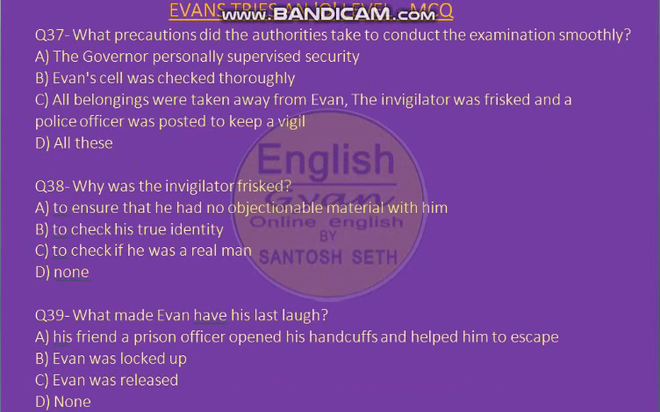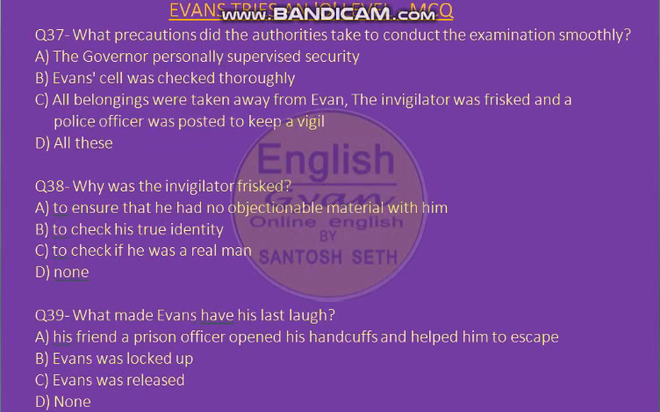What precautions did the authorities take to conduct the examination smoothly? A. The governor personally supervised security. B. Evans' cell was checked thoroughly. C. All belongings were taken away from Evans. The invigilator was frisked and a police officer was posted to keep a vigil. D. All these.